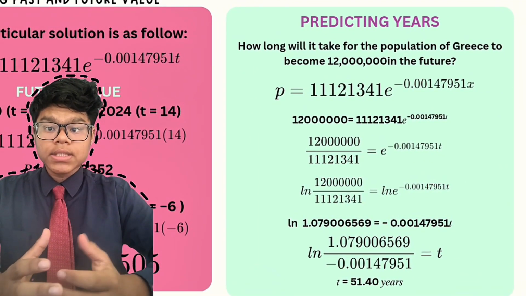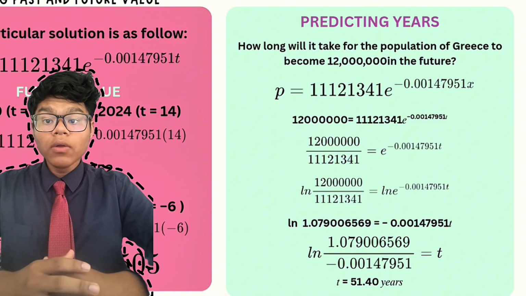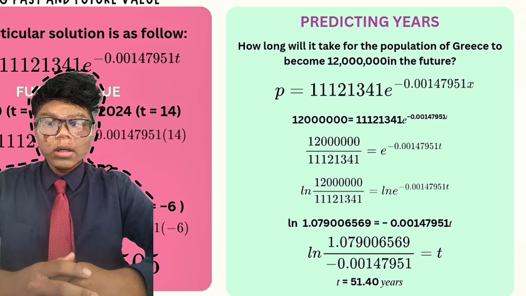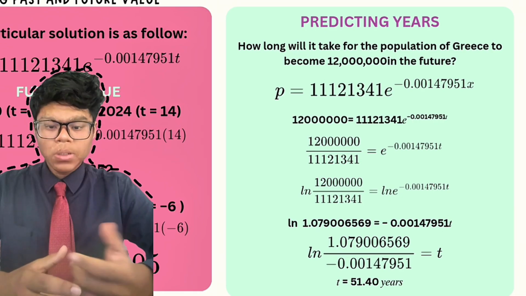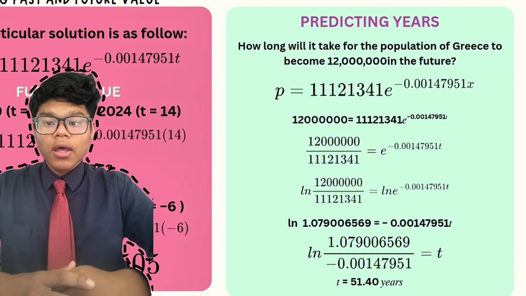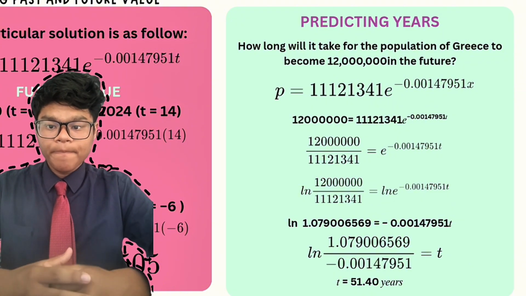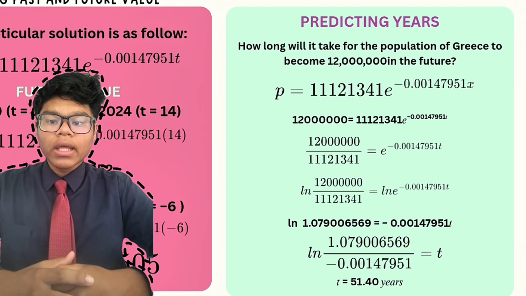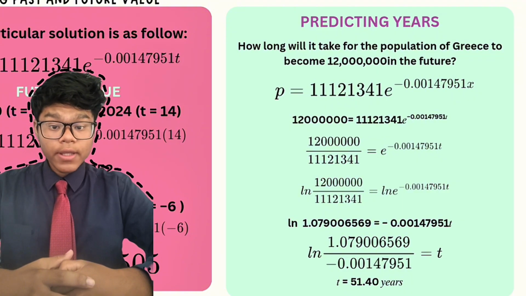Now for predicting years, the question is, how long will it take for the population of Greece to become 12 million in the future? All you have to do is plug 12 million into the equation and try to find t. If we do it as shown in the slides here, we'll get 51.4 years.